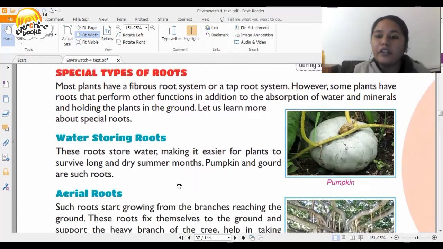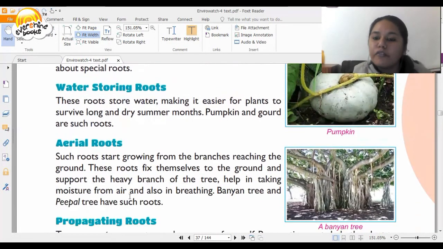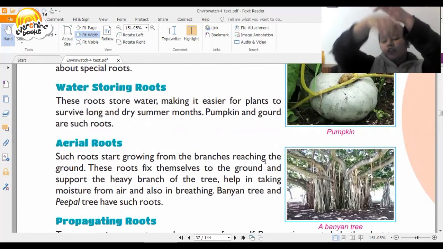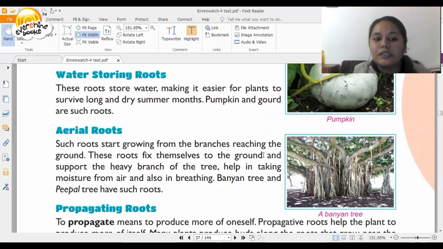Then you have aerial roots. What is the meaning of the word aerial? Something related to sky. Something which is above at a very high level. So from the photograph itself, you can see such roots start growing from the branches reaching the ground. So aerial means something which is high above. These roots come from above and are attached to the branches. A banyan tree is a typical example of aerial roots.